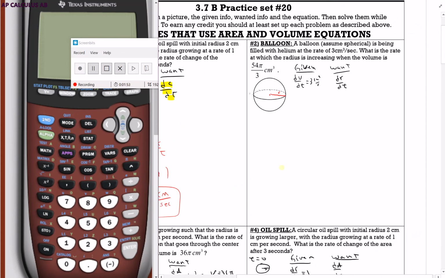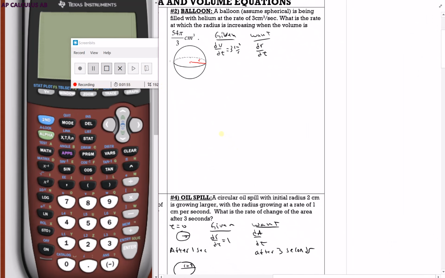All right, number 2 here is the one that gave a lot of people trouble in class. We have a sphere. We're given dv dt. How do we know that's dv dt? Well, they're telling us that the helium entering the balloon is 3 cubic centimeters per second. Remember, volume is measured in cubic units, area is measured in squared units, and length is measured in just regular units, right? So it's giving me cubic centimeters, which means it's giving me a volume, and it's saying the rate of volume is cubic centimeters.